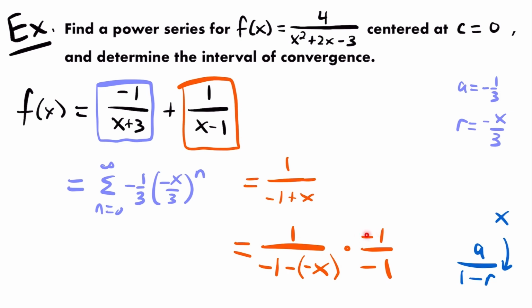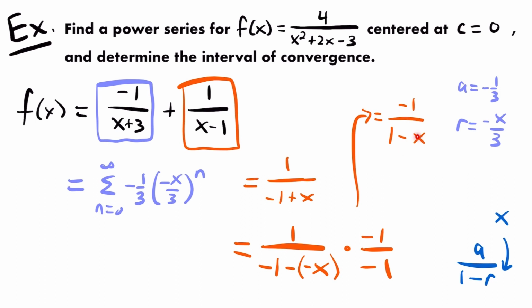So if we do that, negative 1 times 1 is negative 1. So this will be equal to negative 1 divided by negative 1 times negative 1, which is positive 1, minus negative 1 times negative x, which is positive x. And so we just have 1 minus x in the denominator.